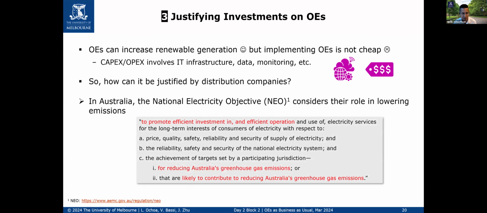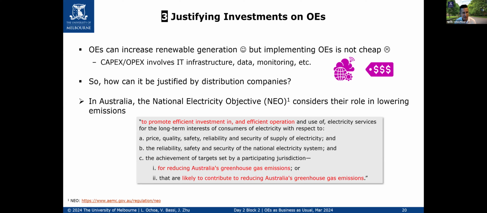Well, let's start with the basics. In Australia, we have what is called the National Electricity Objective, the NEO, right? That's a website there. And it considers the role of distribution companies in lowering emissions, right? So what is the National Electricity Objective? To promote efficient investment and efficient operation. And apart from different obvious considerations of power quality, reliability, etc., it is also the ability of the companies to reduce Australia's greenhouse gas emissions, or contribute to reducing them. And that's important, all right?